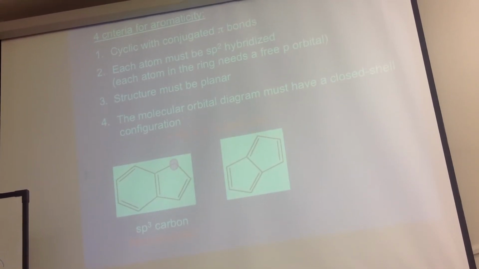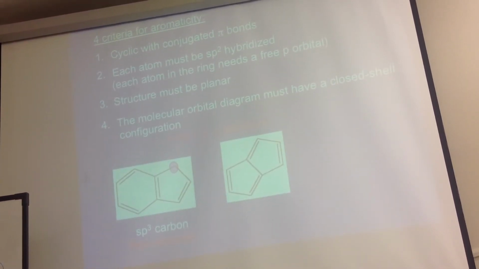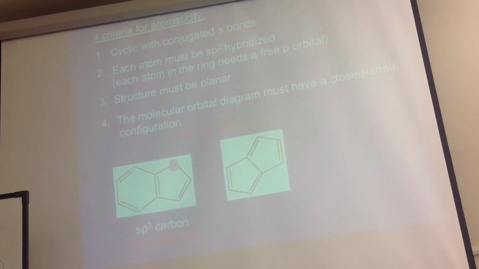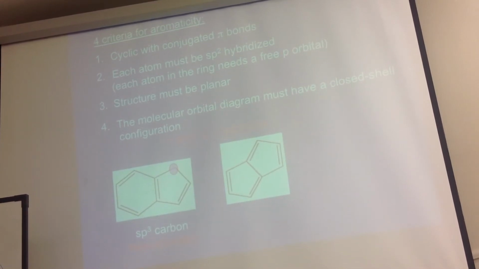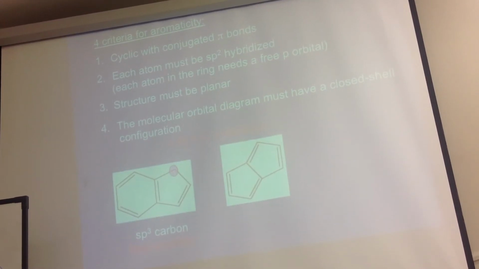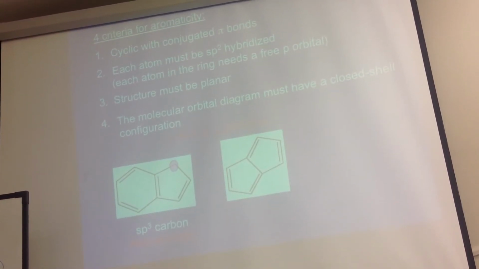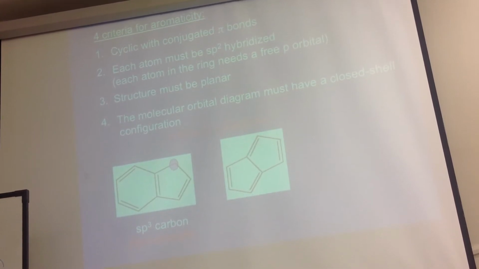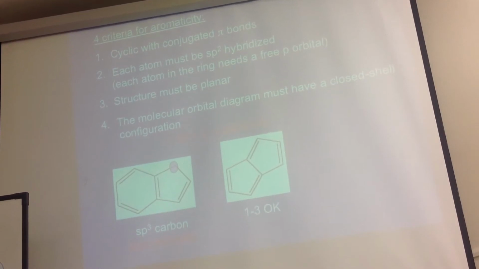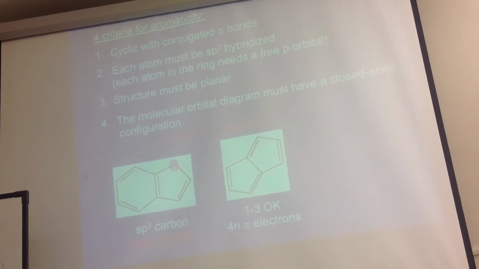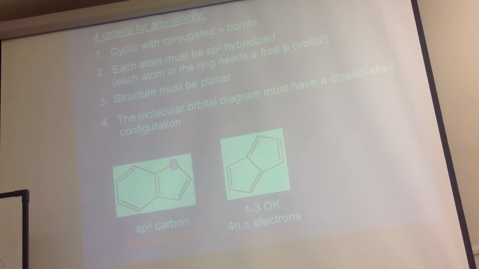Do you have fully conjugated pi bonds? Yeah. Okay. Each atom is sp2 hybridized. Is that true? Yes. Structure must be planar. I don't see a good way that thing could twist out of planarity. All right, hard to say, but let's assume it's planar. Okay, so 1 through 3 is good. Okay, how many pi electrons? 8. 8, which is 4n, right? So, because 1 through 3 is okay, we have 4n pi electrons. That says anti. It's anti-aromatic.